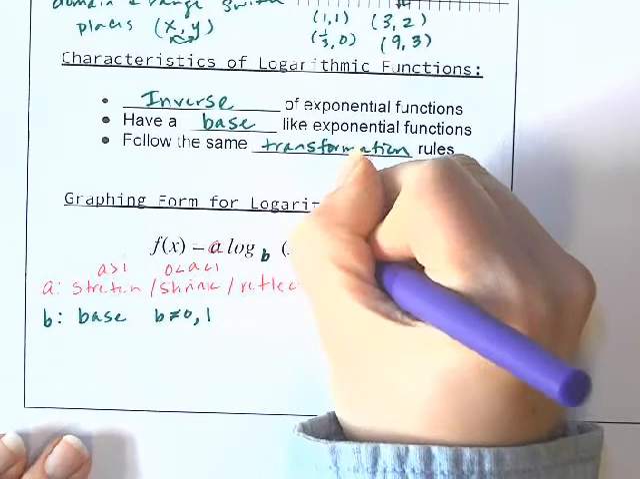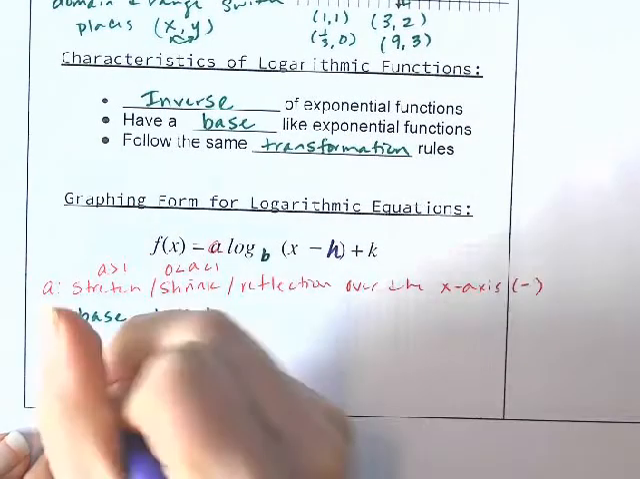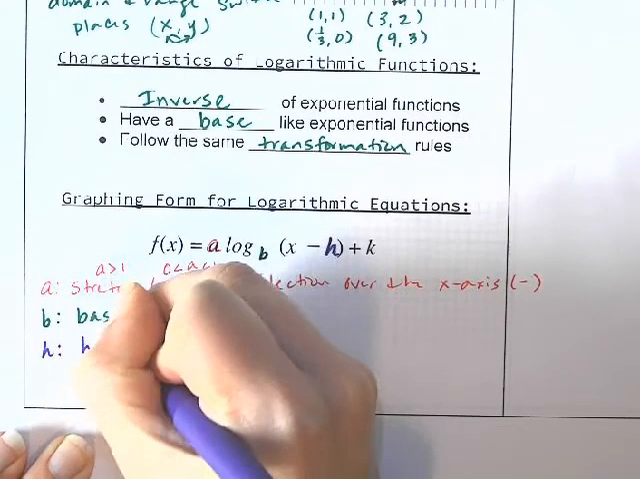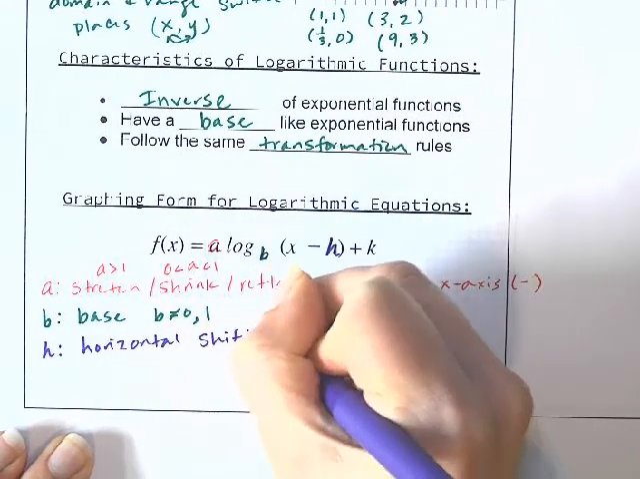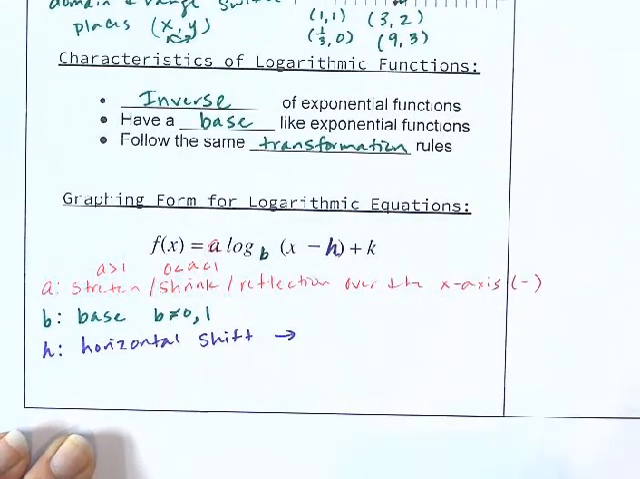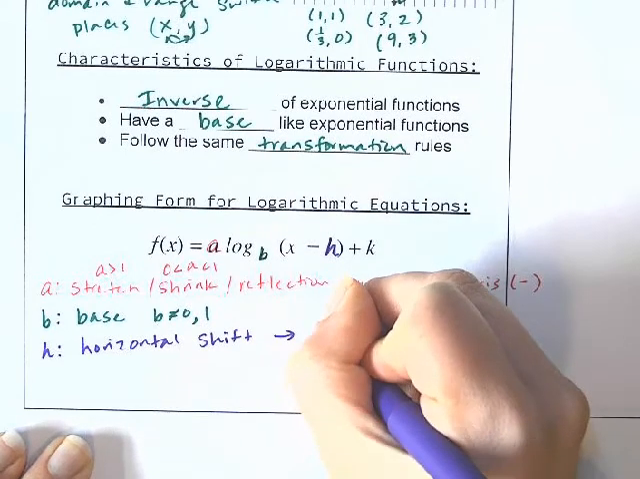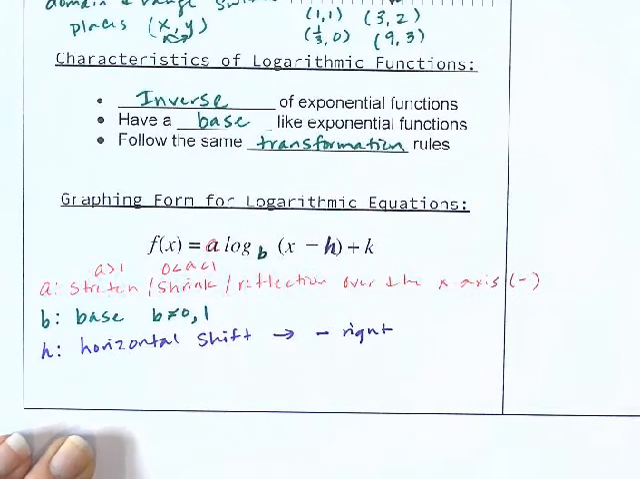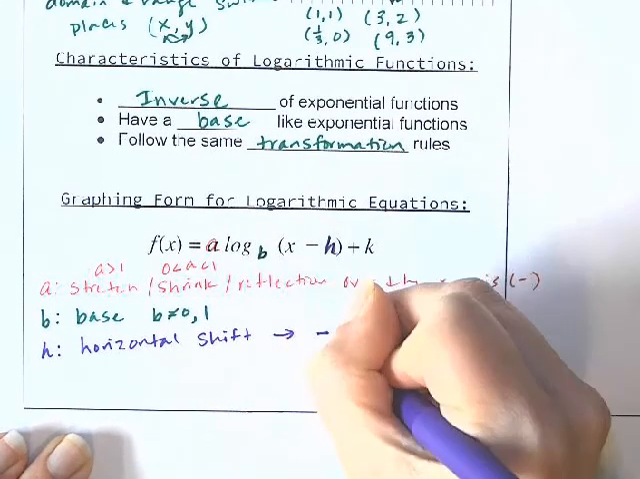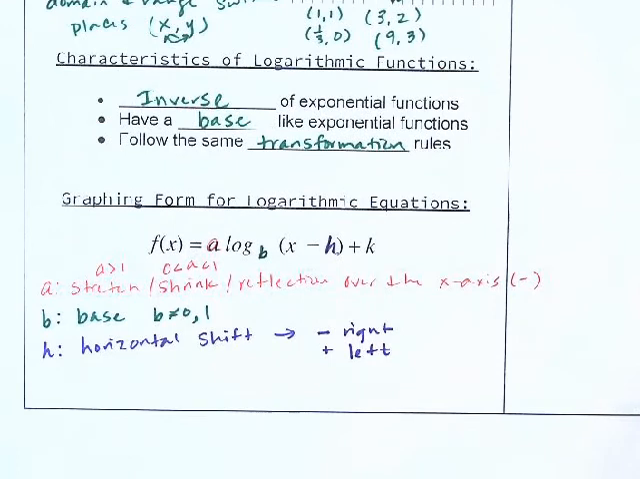Let's see. I'm going to do h next. So h is going to represent, hopefully you are filling in the blanks, a horizontal shift. And keep in mind that it kind of goes backwards from what you would initially think. So if you see a minus sign, that actually means we're going to the right. So we're going to be shifting my function to the right. And then if I see addition, that actually means I'm going to be shifting to the left.